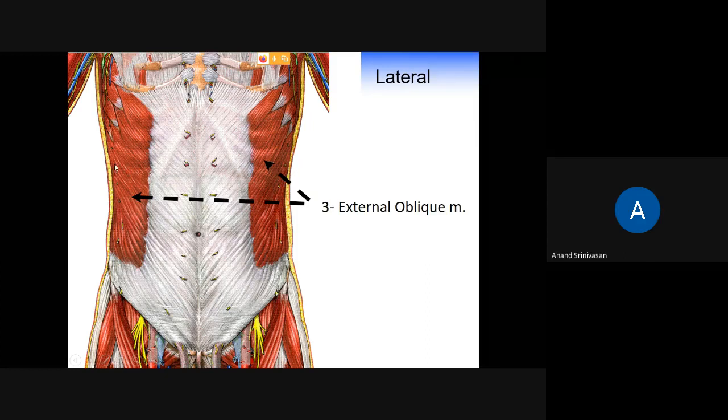Now, if you look into the direction of the external oblique muscle fibers, the muscle fibers are arising from the lower ribs, and going medially. So the direction in which the muscle fibers are going is downwards and medially, and then joining in the midline. So this is the direction of the muscle fibers in the external oblique muscle.